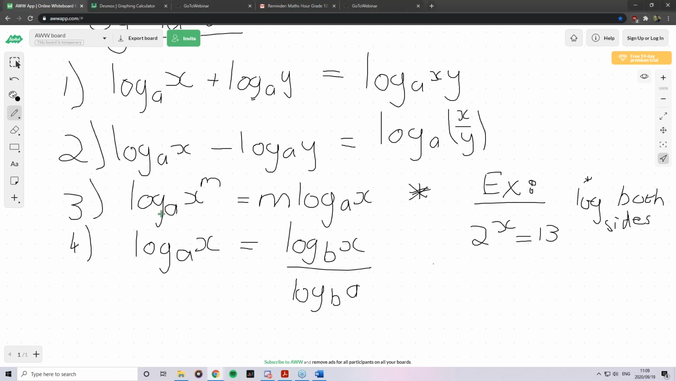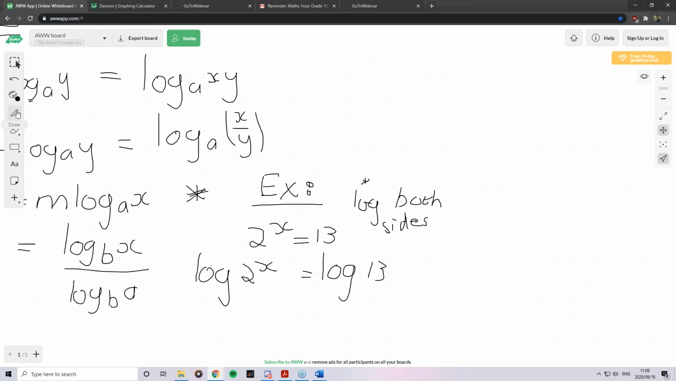So what I do here is I just log both sides. I'm just picking 10 as my base to make it easier. So I can say log 2^x is equal to log 13. And the reason why I don't have log base 2 of x is that when you're solving questions where you have to log both sides, you're applying the function log to it.